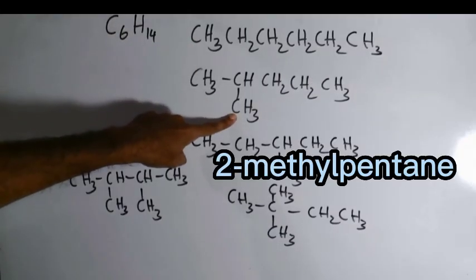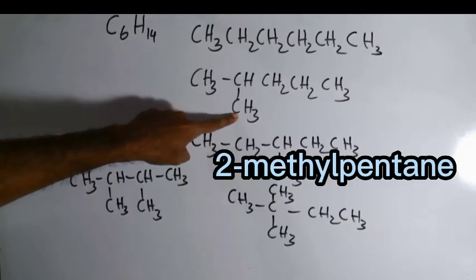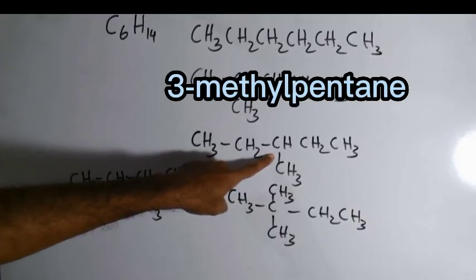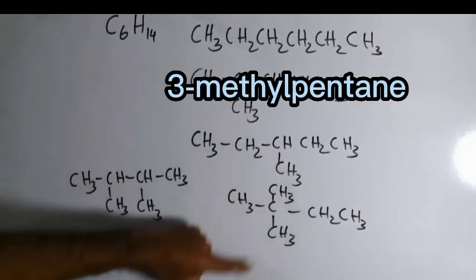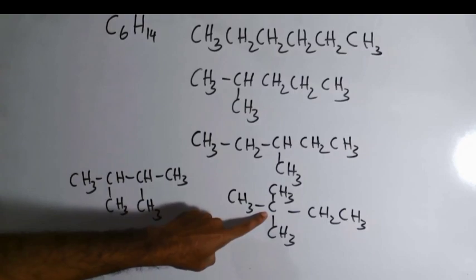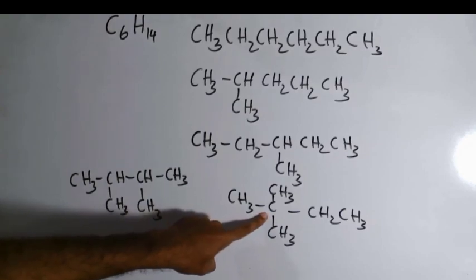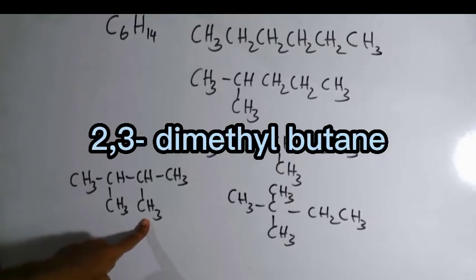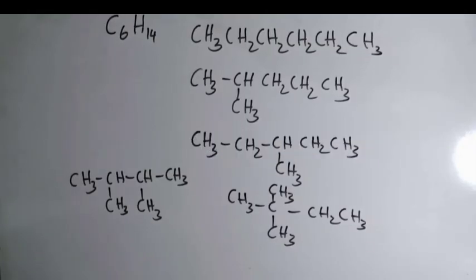2-methylpentane, 3-methylpentane, 2,2-dimethylbutane, 2,3-dimethylbutane. So we can understand that when the number of carbon atoms in the hydrocarbon increases, the possible isomers also increase.